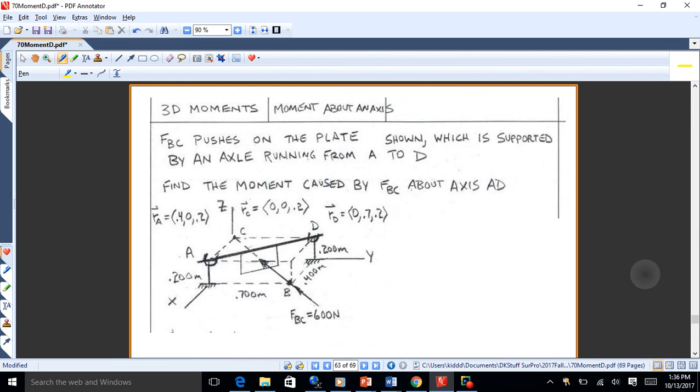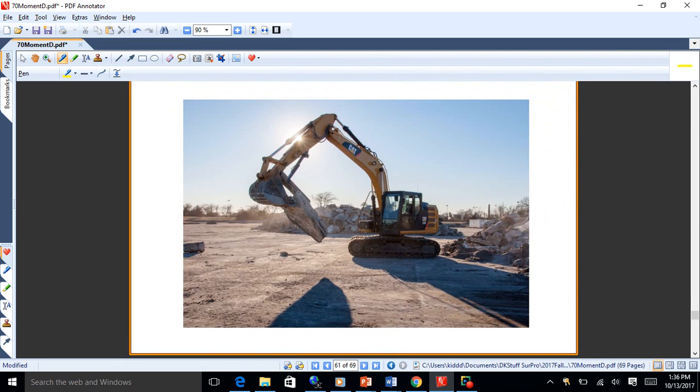So for instance here, if I'm designing this bucket, I'm going to be thinking about this. It's a normal thing for one of these pieces of equipment to pick up a big old chunk of concrete and start moving it around. That creates a dynamic moment.